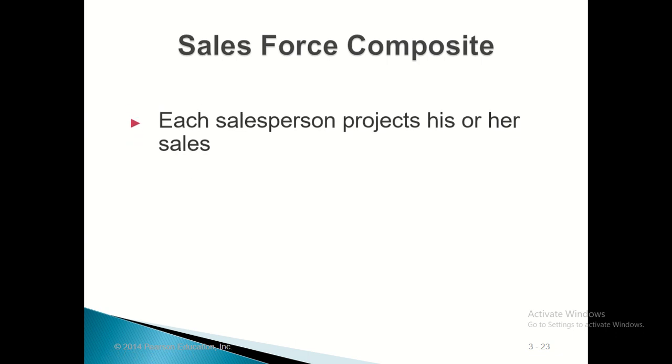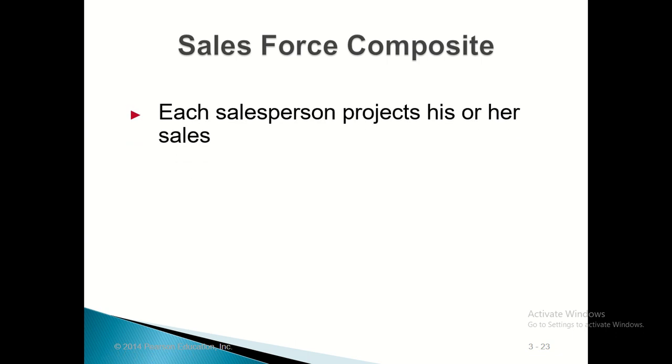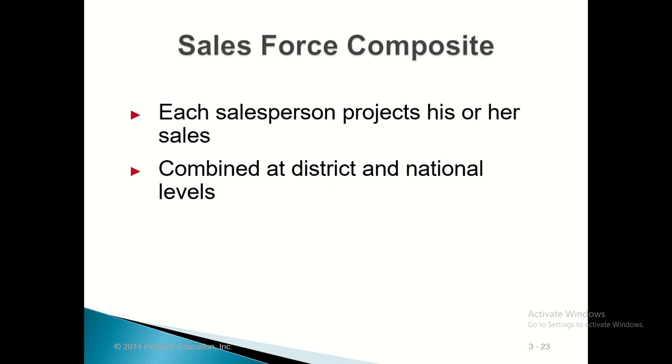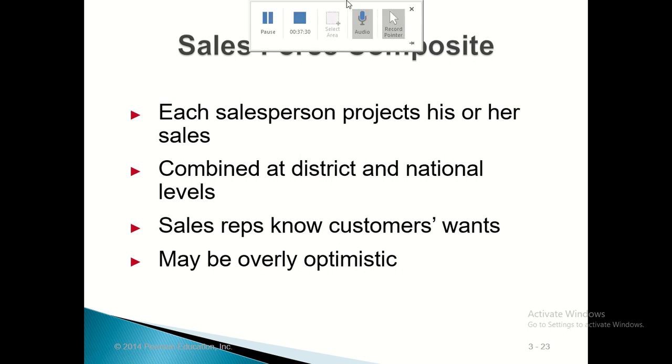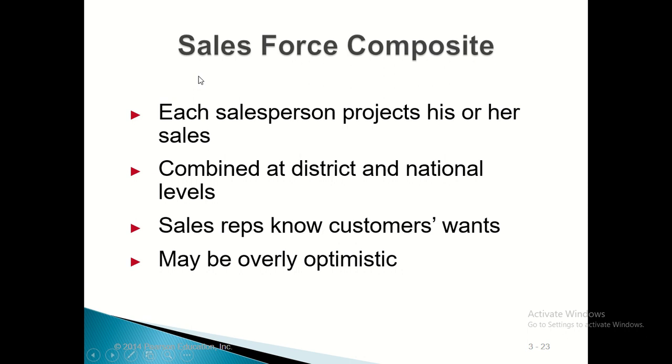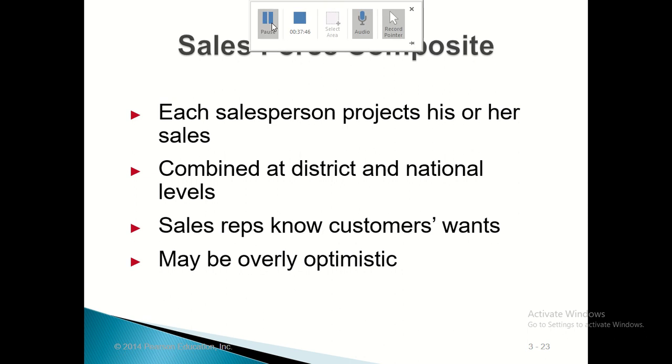So, in the salesperson composite, guys, each salesperson projects his or her sales, combined at district and national level. And sales representatives know customers' wants and may be overly optimistic. Some of them, for example, want to make their record look good, so they make the result of their survey look better. So sometimes the result gets exaggerated, like, we should produce a lot because they closed a big deal, when it is actually just exaggerated, which is not good.